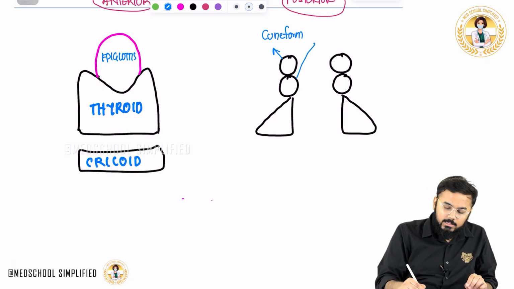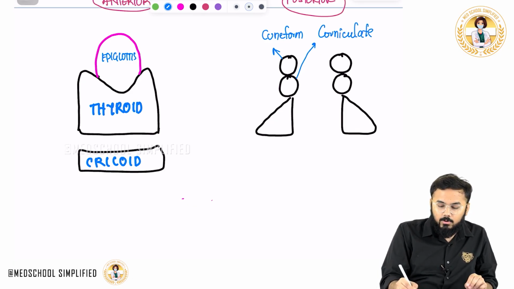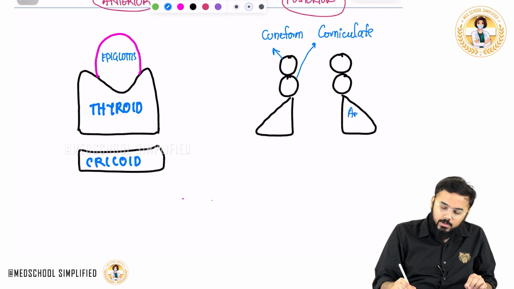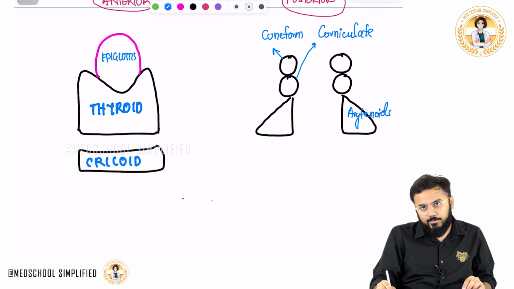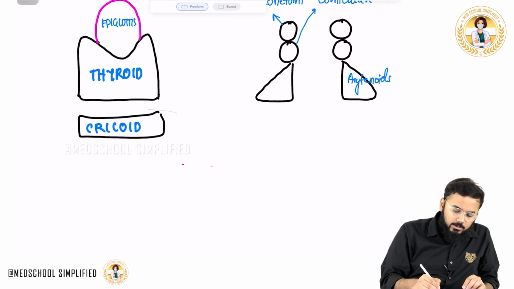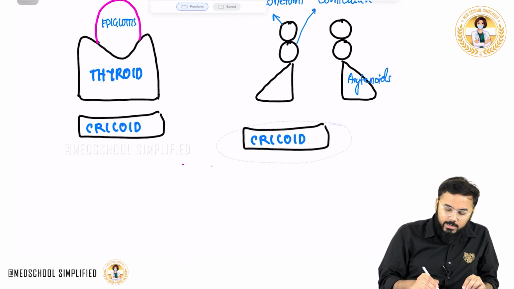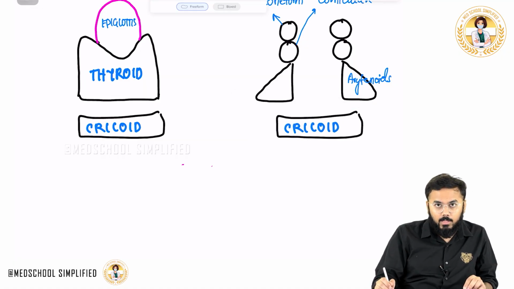Cuneiform cartilage. And this cartilage over here is called your corniculate cartilage. And these cartilages over here are called your arytenoids, right arytenoid and left arytenoid. And obviously, you see the cricoid over here. The cricoid does not change. The cricoid is the same.